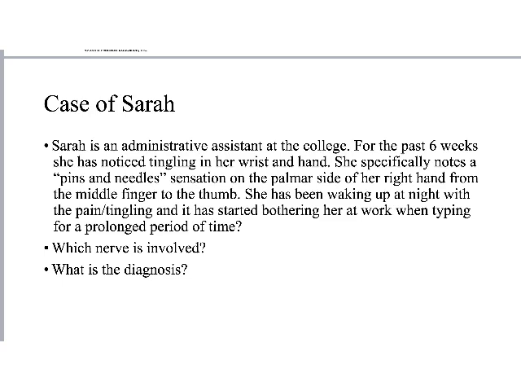So here's the case of Sarah. She works as an administrative assistant at the college, and for the last 6 weeks she's noticed some tingling in her wrist and hand. She specifically notes kind of a pins and needles sensation on the palmar side of her right hand from the middle finger over to the thumb. And she's been waking up at night with pain and tingling. It started bothering her at work now when she's been typing for a long time. So based on her story of it being the palmar side or the anterior side of the hand from the middle finger over to the thumb, that should help you localize what nerve is involved there. And that's going to be, as I mentioned earlier, the median nerve, and she probably has a mild form of carpal tunnel syndrome.